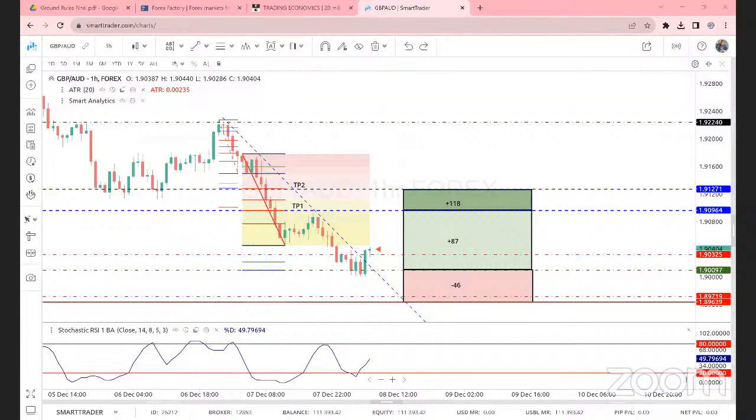What's my stop loss on this? 189.63. I've got TP1 at 190.96 and TP2 at 191.27. Okay. So let me get this uploaded.